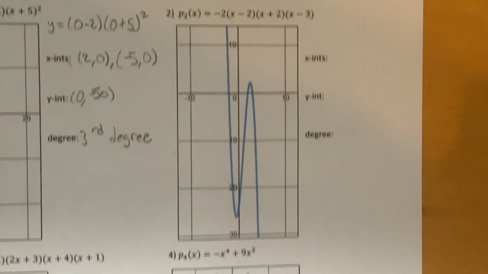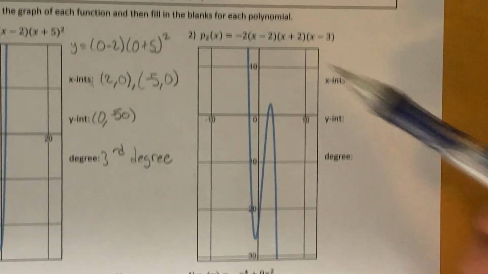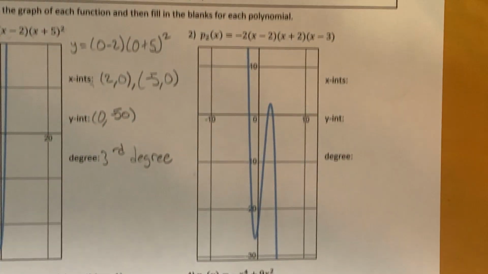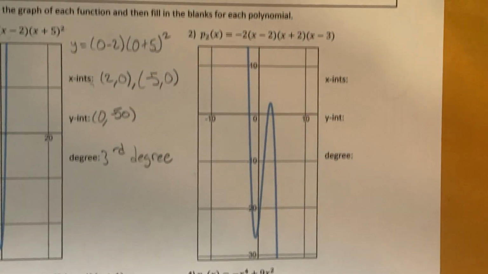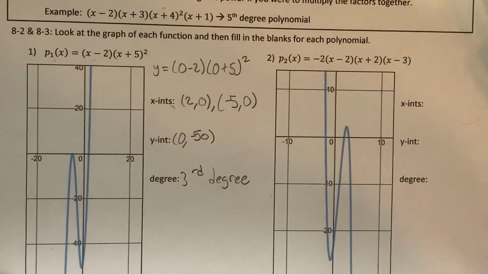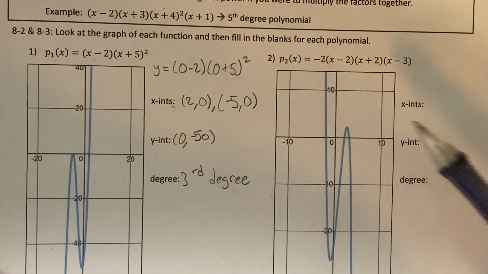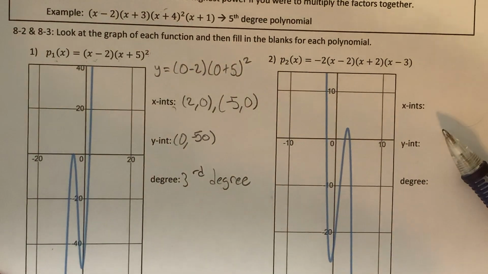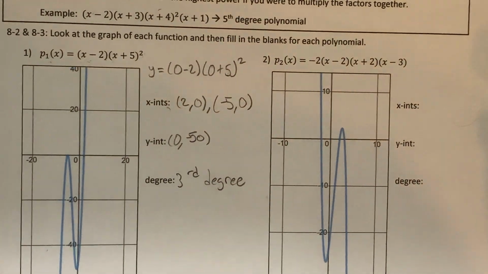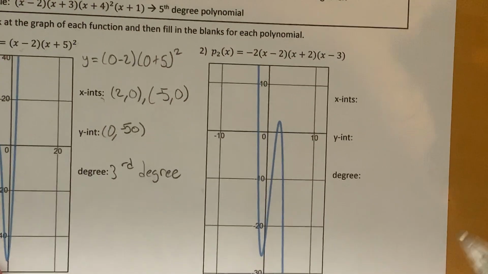So let's do the second one. If we look at the problem, there's -2 out front, and there's no square. Do you guys see anything between this one and that one? They're both, is this one, what degree is this? Actually, before we jump into that, how about we just find the x-intercepts, y-intercepts, and the degree.